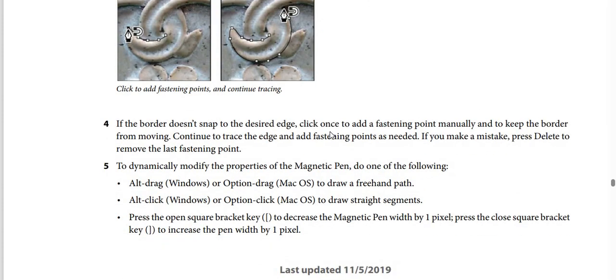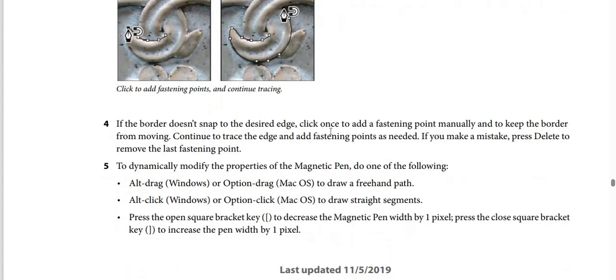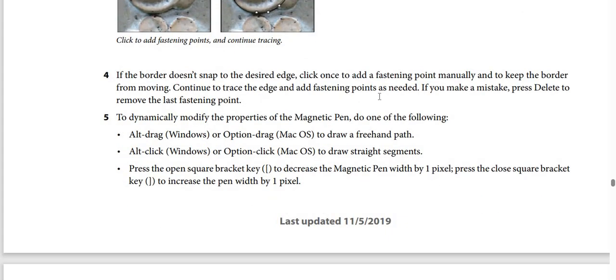And you have two images here now. Click to add fastening points and continue tracing. On the left side, click to add a fastening point, and on the right side, continue tracing. Step number 4. If the border doesn't snap to the desired edge, click once to add a fastening point manually, to keep the border from moving, and continue to trace the edge and add fastening points as needed. And if you make a mistake, press Delete to remove the last fastening point.